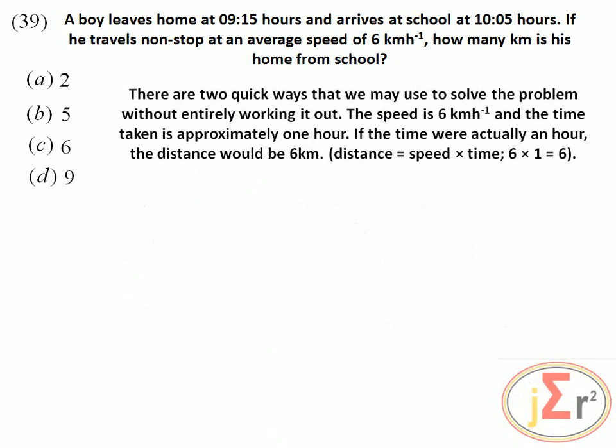There are two quick ways that we may use to solve the problem without entirely working it out. The speed is 6 kilometers per hour and the time taken is approximately 1 hour. If the time were actually an hour, the distance would be 6 kilometers, but it is not exactly equal to an hour. It's somewhat different from an hour. Distance is equal to speed multiplied by time. 6 multiplied by 1 is equal to 6. Therefore, if the time were 1 hour, then we will just say 1 multiplied by 6 is equal to 6. We are sure that it is not 6.